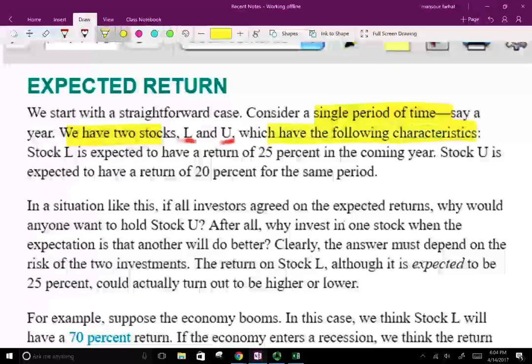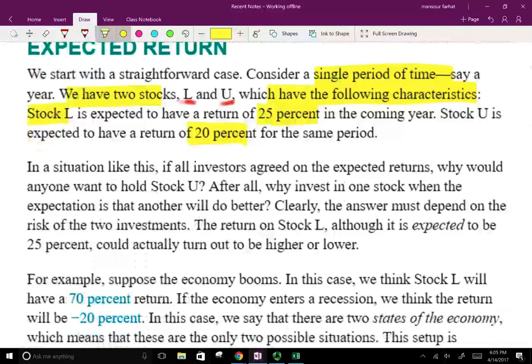which have the following characteristics. Stock L is expected to have a 25% return in the coming year, and stock U will have a return of 20%. In this situation, if all investors agree on expected return, why would anyone own U? Because U is only expected to earn 20%. Well, for one thing, we don't know the future. After all, why invest in one stock when the expectation is that the other will do better? Clearly, the answer must depend on the risk of the two investments. So we need to know what the risk is.